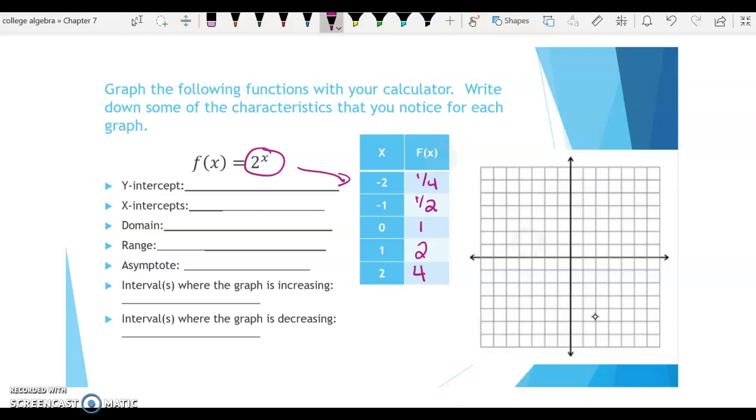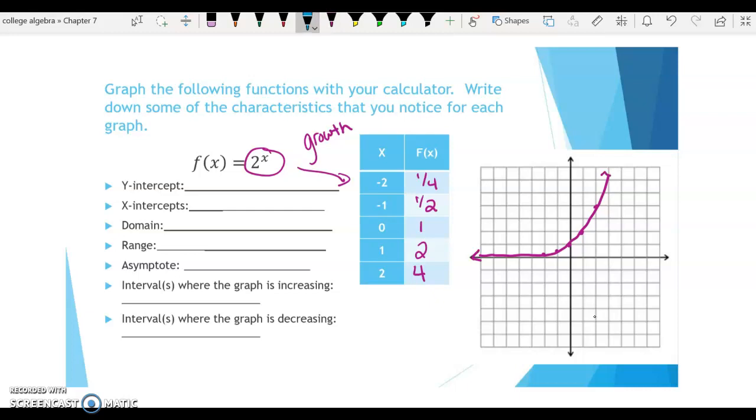Notice the base is a 2, so this is going to be a growth equation. So your shape should start low and then curve up. And if we graph it, you should be able to see that as we go along. So that's what my graph looks like, and yours should be similar.